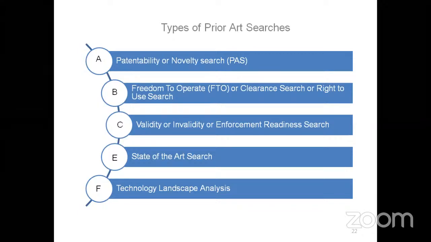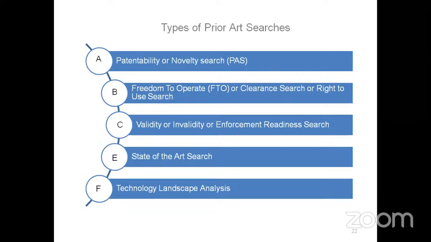And validity or invalidity or enforceability search. So suppose you find out that in the prior art search somebody has already done it, and that person can invalidate your patent because he has already done it. And state of the art search is done before you take up a new project or a new research project.